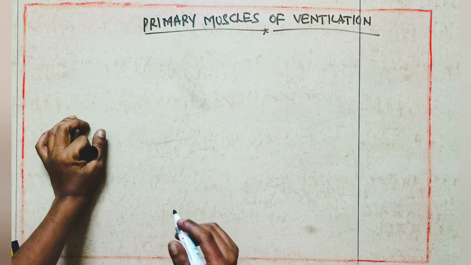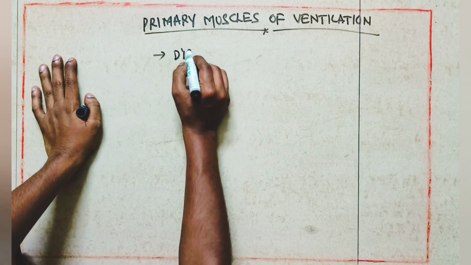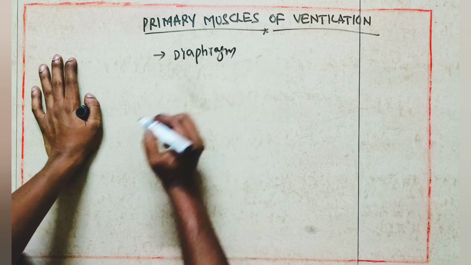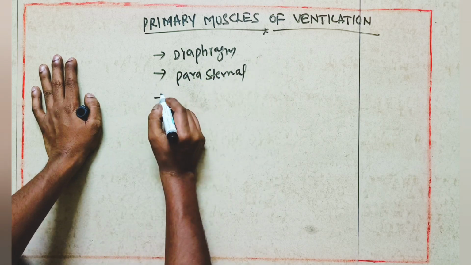Primary muscles of ventilation. Which muscles will help in primary ventilation? So here, primary muscles of ventilation. First one, diaphragm. Diaphragm is the primary muscle of ventilation. After that, parasternal muscles. Last one, scalene muscles.